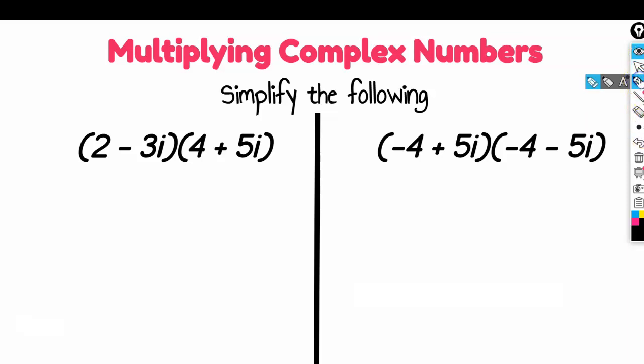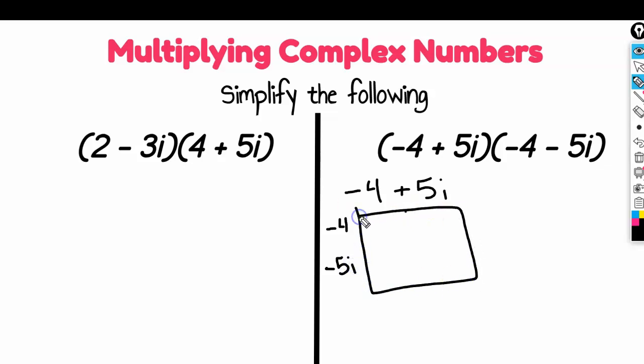We are going to do this next one together. Negative 4 plus 5i times negative 4 minus 5i. So I will set up the box. Actually, let me set it up a little differently because some of us make mistakes. We're going to do negative 4 plus 5i times negative 4 minus 5i, and that'll help me make boxes.